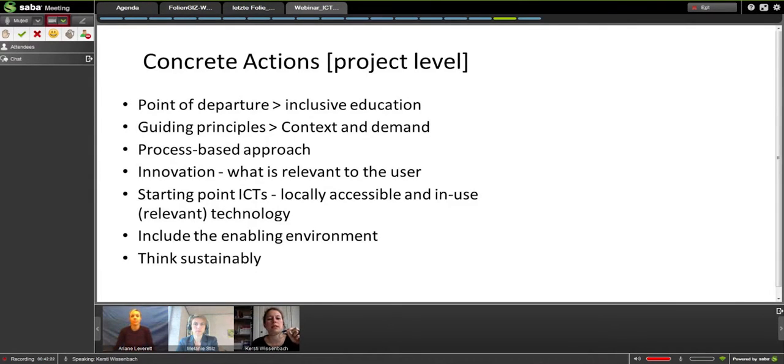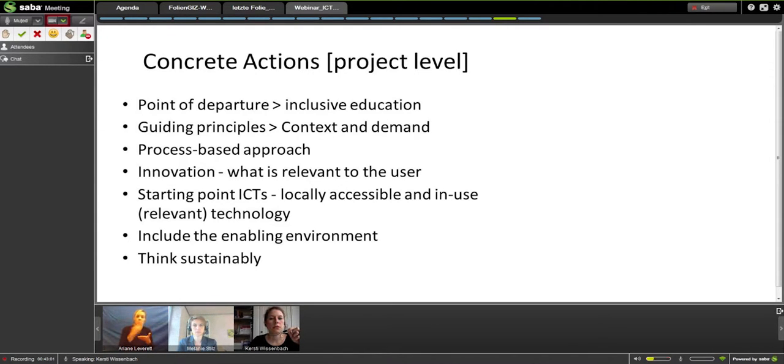Further point, starting point, locally accessible and in-use relevant technology. We've already mentioned that so briefly. First, look at what is already there. So also within schools, for instance, what do schools already work with, and maybe already have experience with what works or what doesn't work, rather than like helicoptering in the latest tech, which then potentially cannot be used due to electricity issues or capacity issues, and so on, which Melanie also has mentioned, for instance, with the lessons learned from the One Laptop Per Child program.